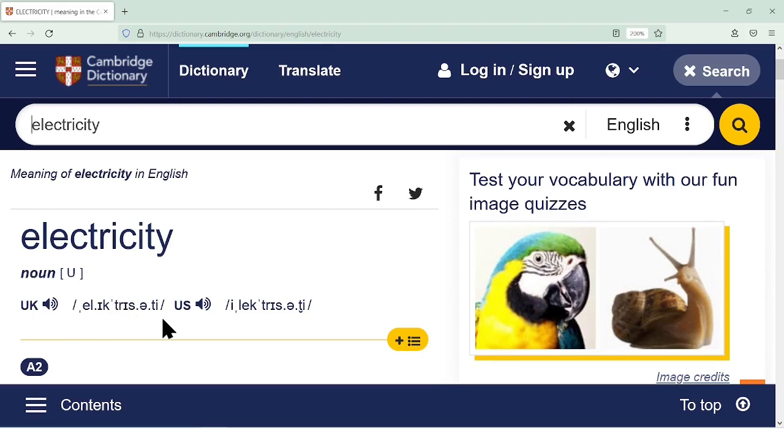These lines, this line here and this line here, very small, show the stressed syllable. They go before the stressed syllable. So when you see this line before tris, it means that the stress is on tris. Electricity, electricity.